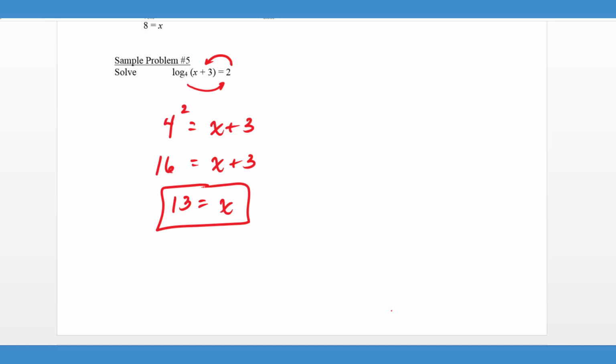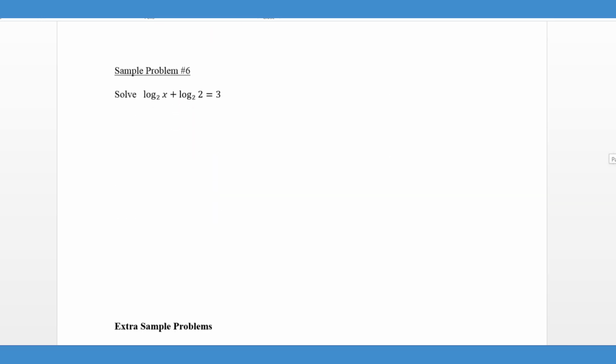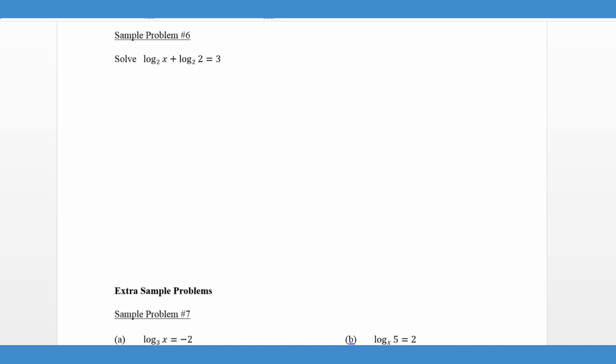Okay, and that's simply how you would solve with one log on one side of the equation. Let's go ahead and finish one more problem here. Sample problem number 6. We have a scenario here where you have two logs on the left-hand side of the equation. What we want to do now is think of how we can use our log properties to condense this on one side of the equation so that we can solve it the way we just solved the prior problem. So go ahead and work problem number 6 real quick.